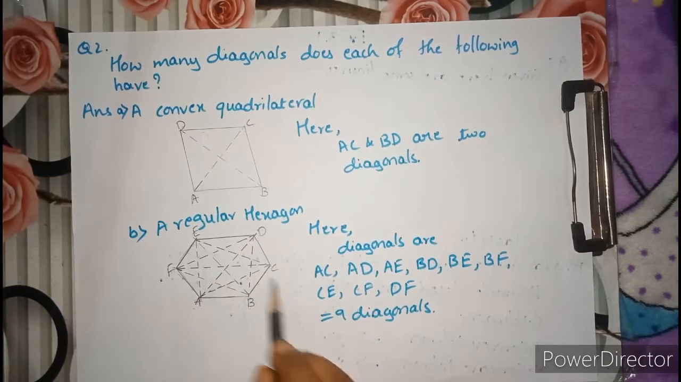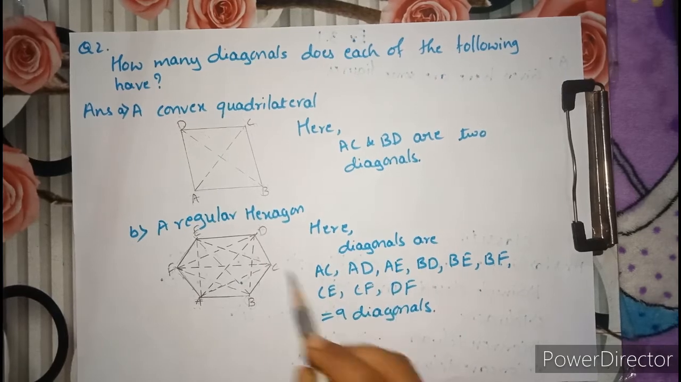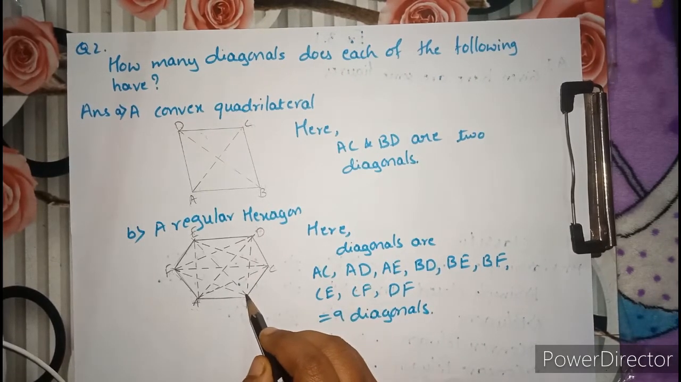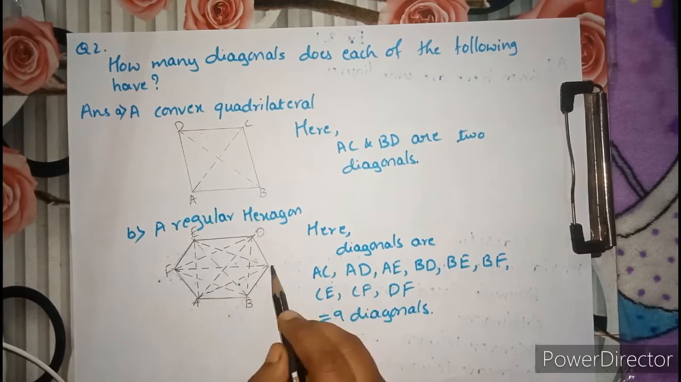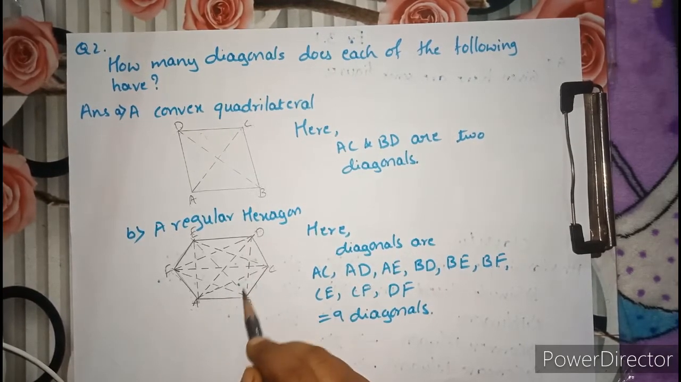AC, AD, AE. We have 3 diagonals. In the same way we can draw the diagonals from B to F, BF, B to E, BE, and B to D, BD. A and C are consecutive vertices, so we can't draw diagonals from B to A or B to C.